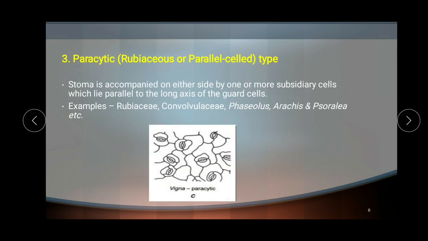Then moving to the third type of stomata, that is the paracytic, also called rubiaceous or parallel celled type. Here also the name itself suggests that the long axis of the stomata, meaning the guard cells, and the long axis of the subsidiary cells are parallel to each other. That means the stoma is accompanied on either side by one or more subsidiary cells which lie parallel to the long axis of the guard cells.